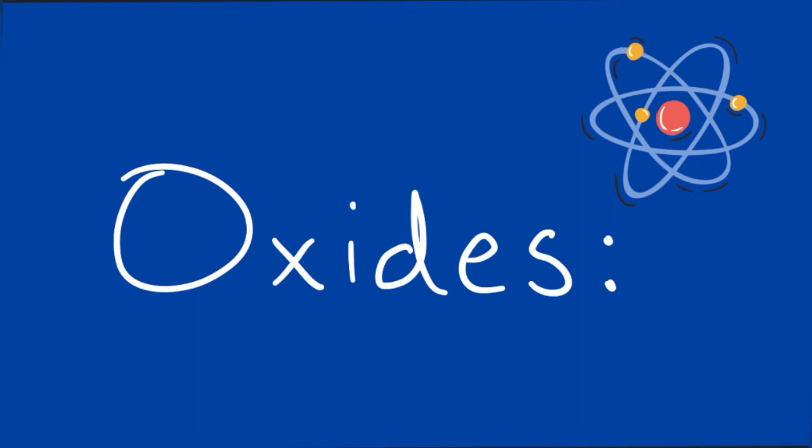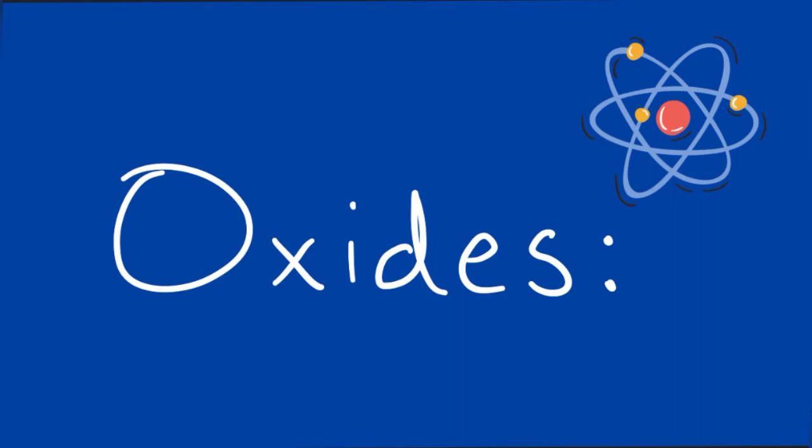Neutral oxides, number 3. Neutral oxides, as their name suggests, do not react with acids or bases. They are neutral. Examples of neutral oxides include nitrogen oxide and carbon monoxide. Most are the lower oxides of nonmetals. For example, carbon monoxide is a neutral oxide, but carbon dioxide is an acidic oxide.